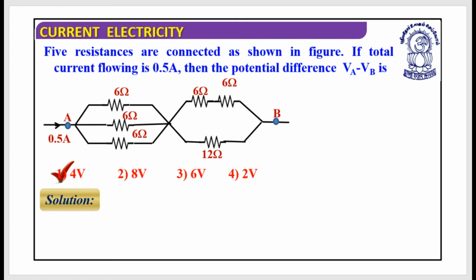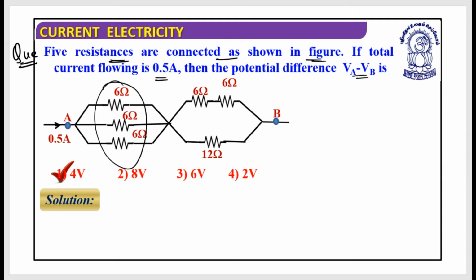So let's begin then. The question says that 5 resistors are connected as shown in the figure. If the total current flowing is 0.5 ampere, then the potential difference VA minus VB is required. So let's have a look.